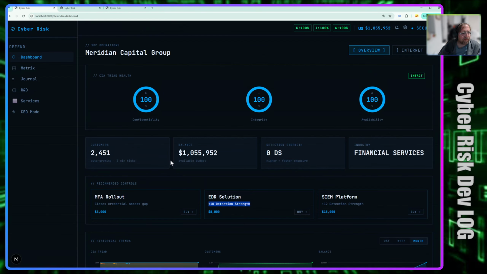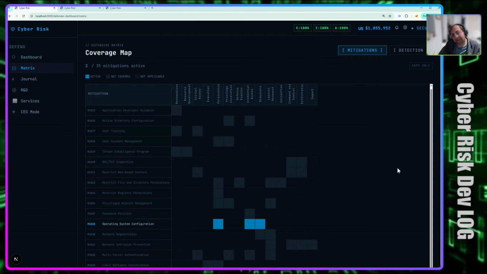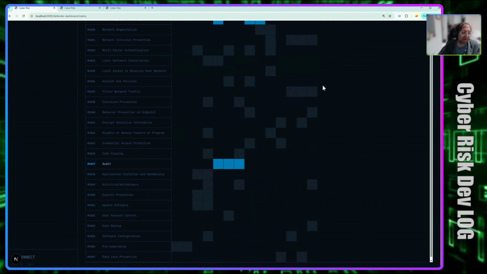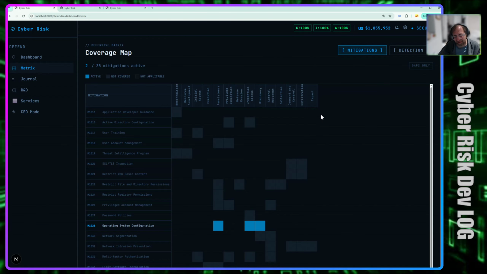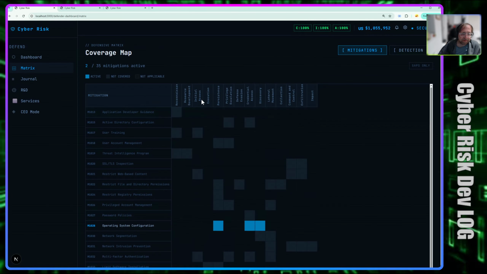Okay, so how do I defend myself? I go into this matrix, and I did make a major change. I would say originally I went for the CIS framework, but it was too coarse and didn't really play well with this game. So I went for the MITRE mitigations. So essentially, you have the mitigations on the rows, and then you have the tactics on the columns.